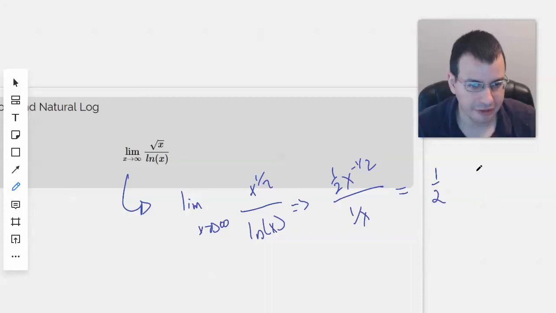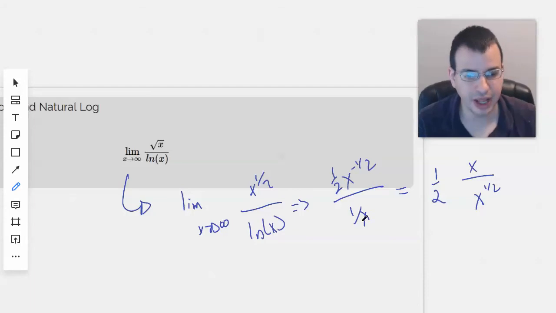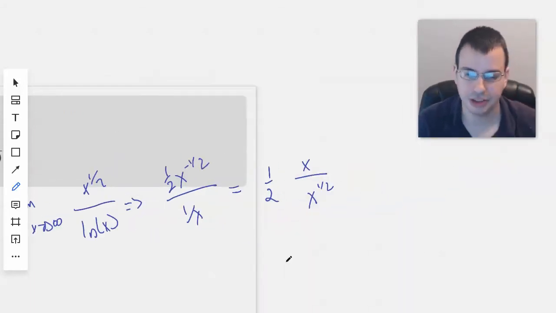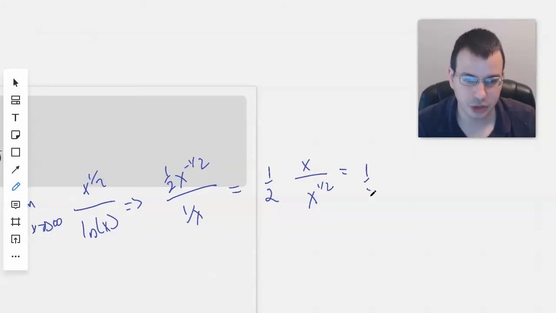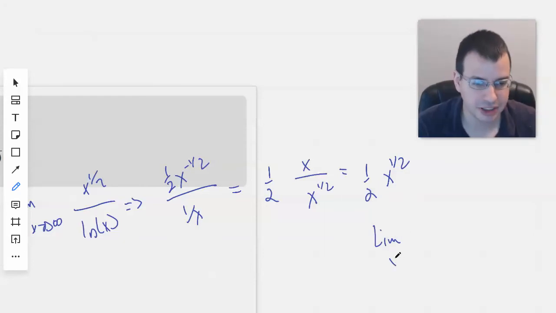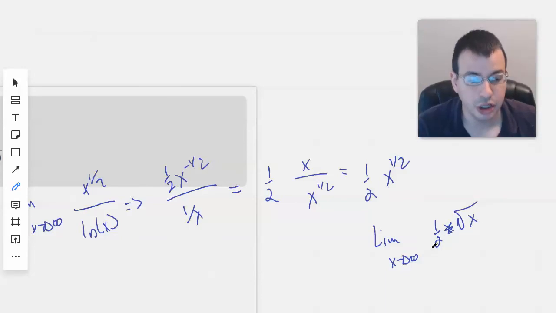Which would be 1/2. The negative exponent will move this to the bottom, so we'll have x to the 1/2 in the bottom, and 1 over x multiplied by the reciprocal. When you divide by fractions, you multiply by the reciprocal, which would give us x on the top. This would be the same as 1/2 times x to the 1/2. And then we do the limit as x approaches infinity of 1/2 times the square root of x.